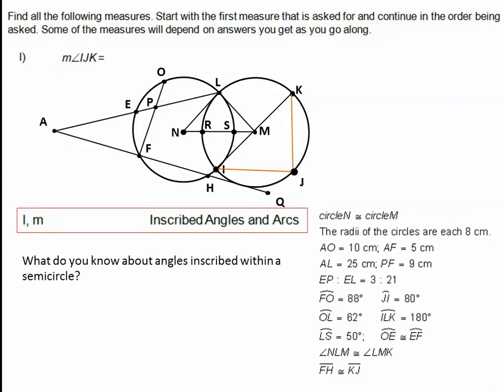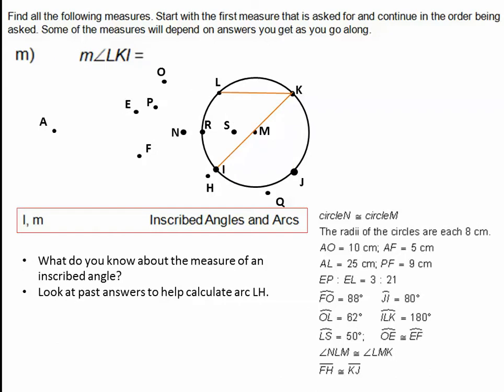Okay, for the measure of angle IJK, what do you know about the angles inscribed within a semicircle? Okay, so you're going to have to go back to inscribed angles and arcs, figure out what you know about angles inscribed in a semicircle, and that'll help you calculate the measure of angle IJK.